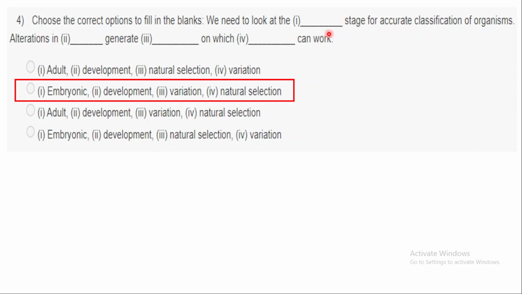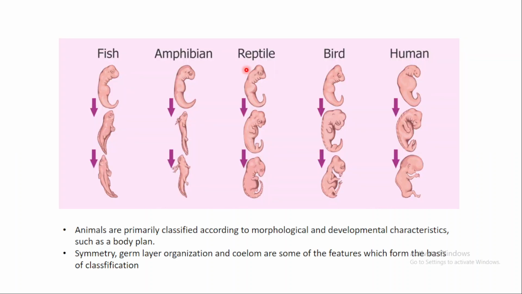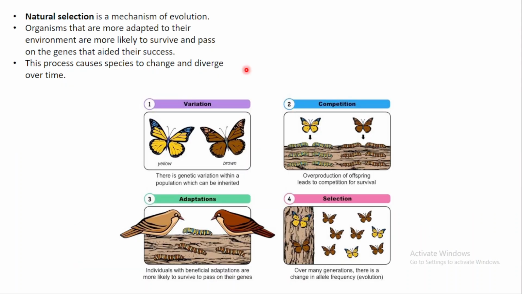So at the embryo level, the organisms will be different. They might look similar, but they are different. They have different characteristic structures, which will classify them into different animal kingdoms or organism kingdoms. Then, alterations in development generate variation on which natural selection can work. Now, let us see how this works.